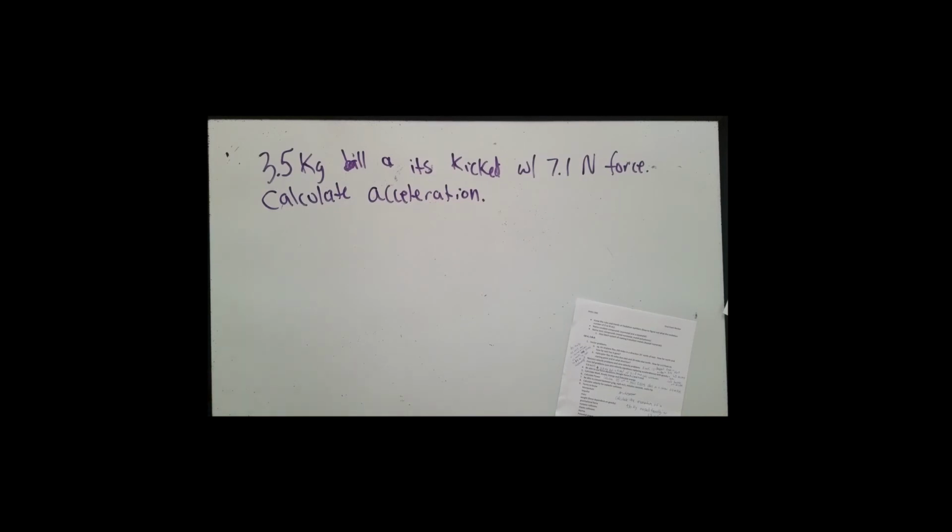So let's make our list. We have 3.5 kilograms. So what is that value? It's a mass. We want it in kilograms. Remember, all physics masses should be in kilograms. 7.1 Newton force. It tells us in the sentence that that is a force. And then it wants us to calculate acceleration.